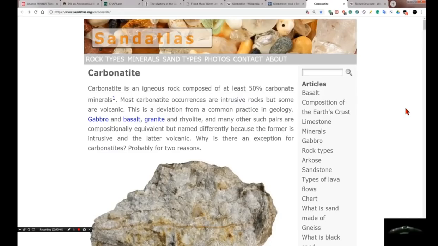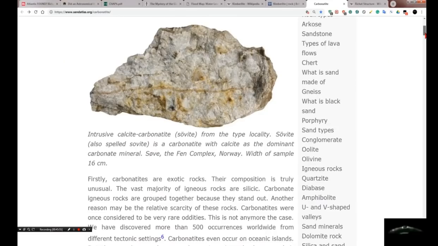Here's a good place to go if you want to learn about carbonatite. Sand Atlas. They have some pretty good descriptions on all the different rocks. Very nice pictures. So if you want to learn about that, you could come here. And it's got this nice list on the right hand side that just seems to cover every kind of rock there is, and more.